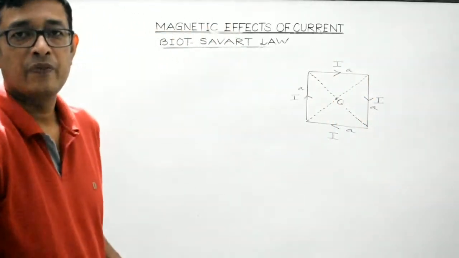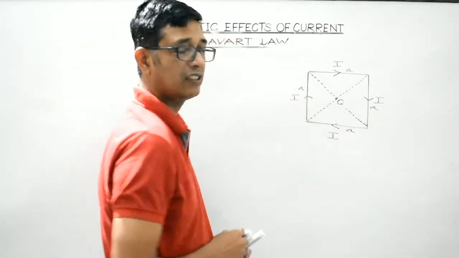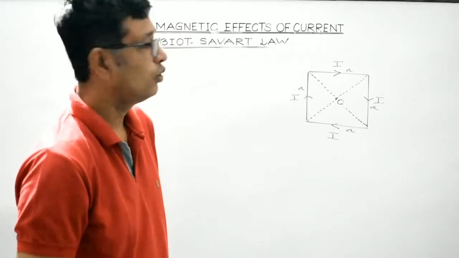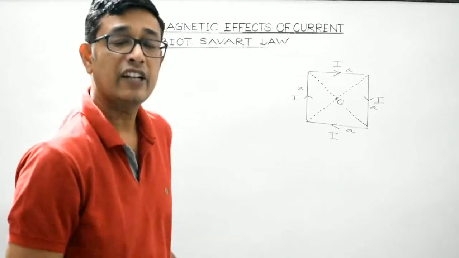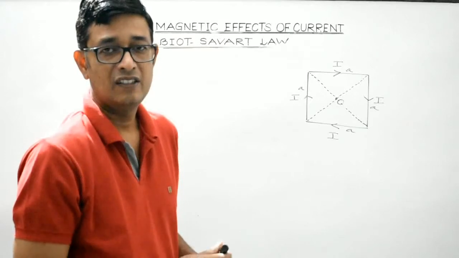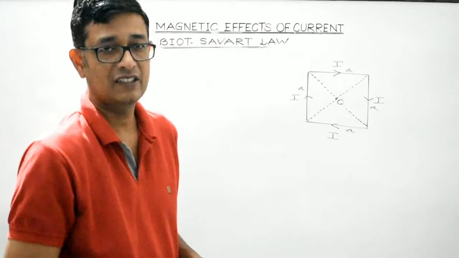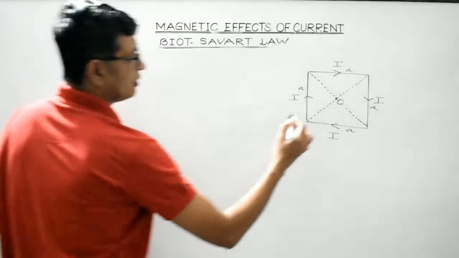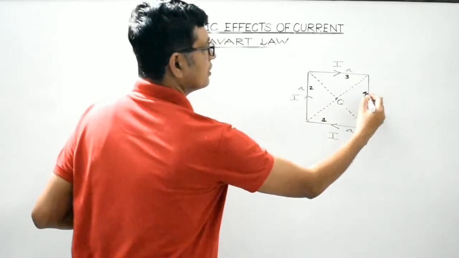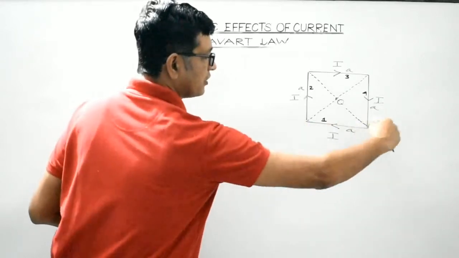Clear, students? So it has 4 identical sides, each of length A, each carrying current I. So here we will try to find out the magnetic field at point O due to one side of the square, and then we can generalize the result for 4 sides, right? So this is the first side, this is the second, this is the third, and this is the fourth. Let's consider this straight conductor.